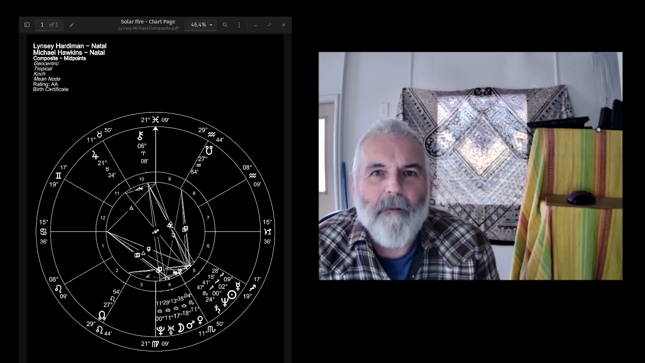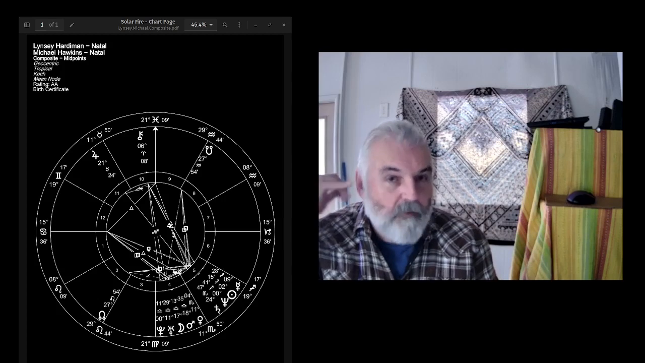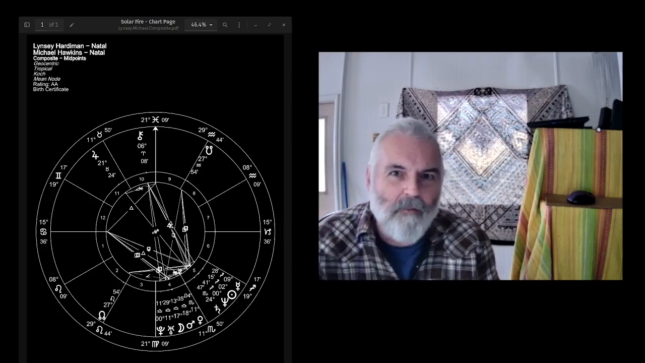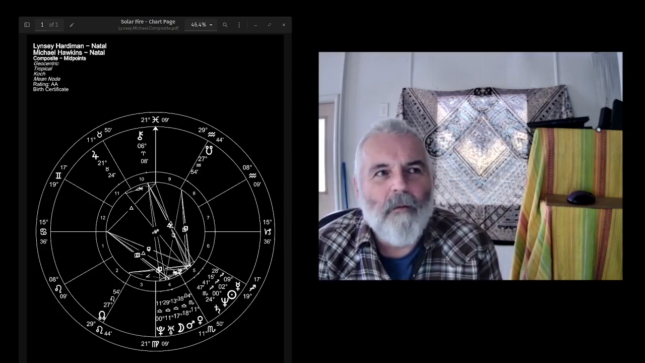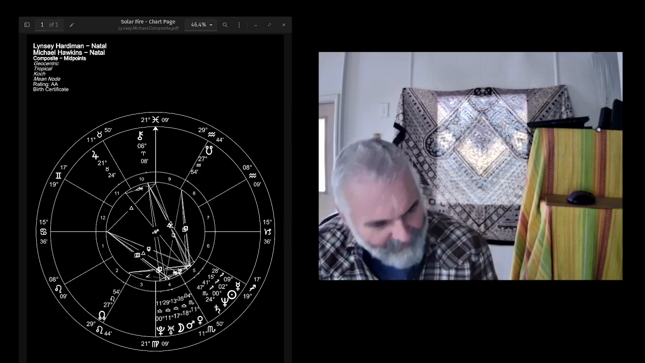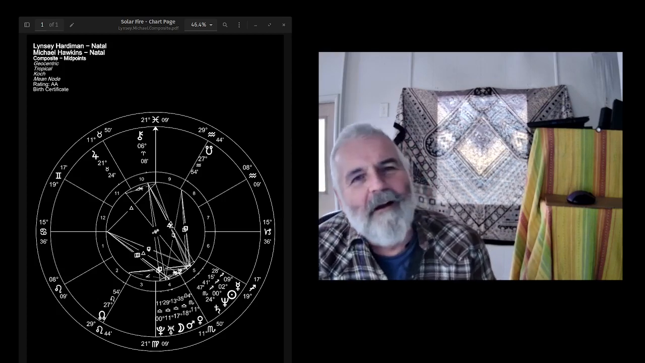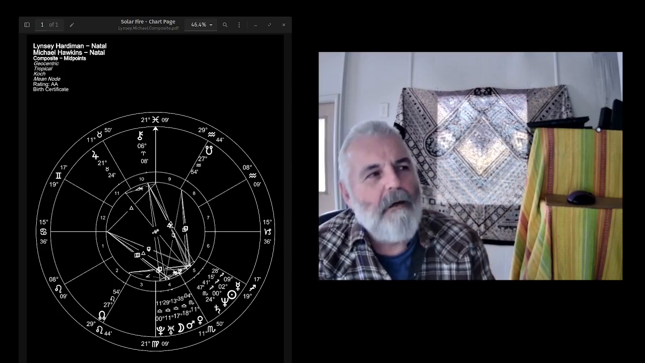So this is over here on the left, the composite. It's a midpoint chart. It calculates the midpoints between your natal planets and my natal planets and creates a separate natal chart with our combined energies, our combined archetypal imprints.